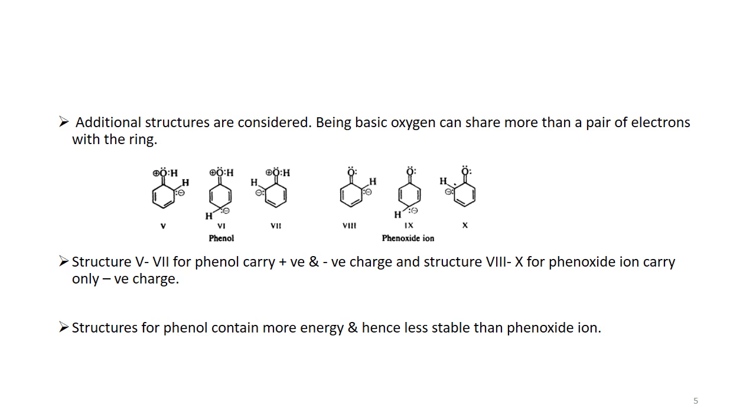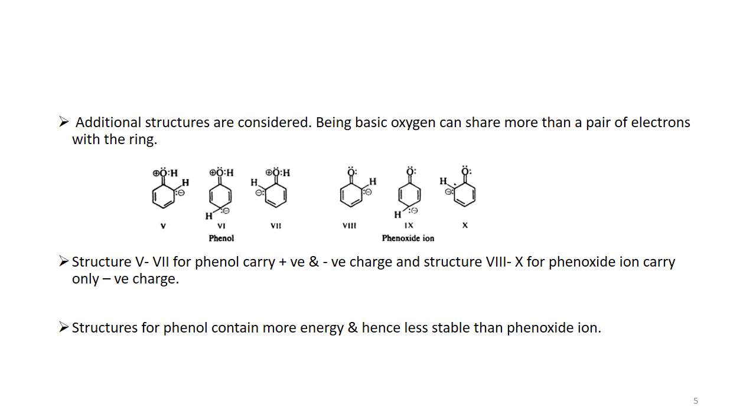When we consider the phenoxide ion, it also has a negative charge on oxygen, and the oxygen is ready to share more than a pair of electrons with the benzene ring. This also results in the formation of a double bond between oxygen and the benzene ring, and the benzene ring receives a negative charge. But here the oxygen does not have a positive charge. Why? Because oxygen initially had a negative charge, so when it shares one more pair of electrons with the benzene ring, that negative charge is neutralized. So there is no positive charge on oxygen. Total 5 structures are possible for phenol and total 5 structures are possible for phenoxide ion.